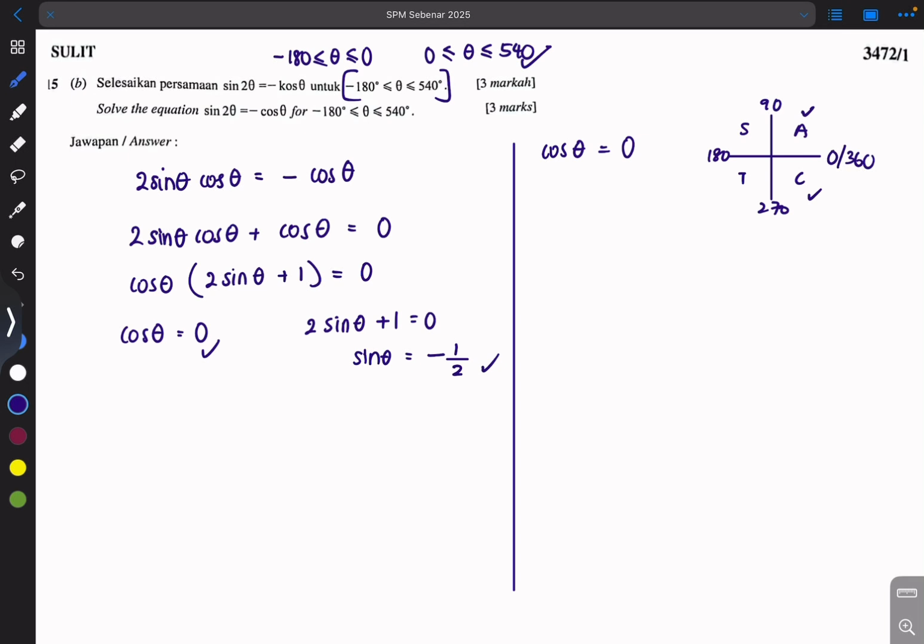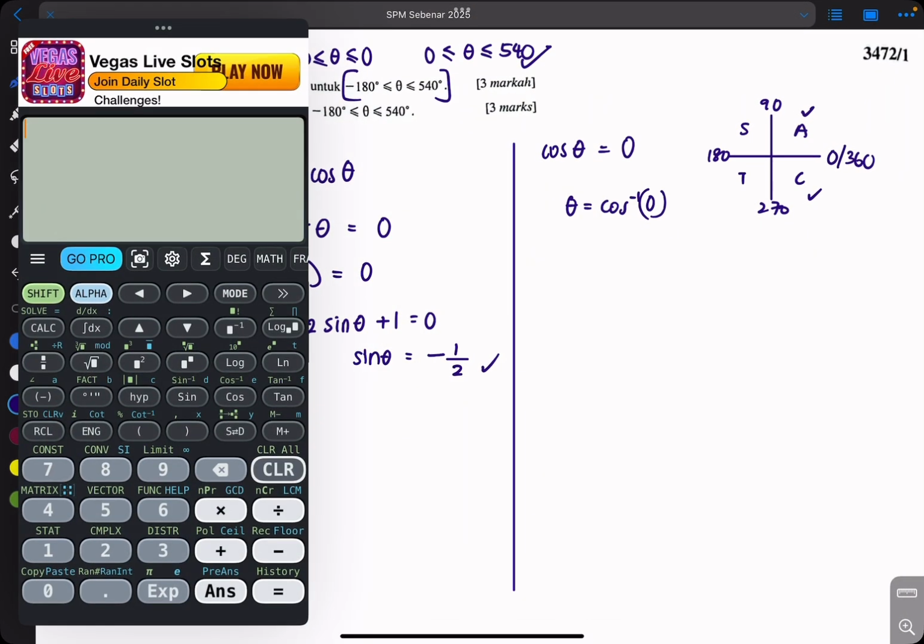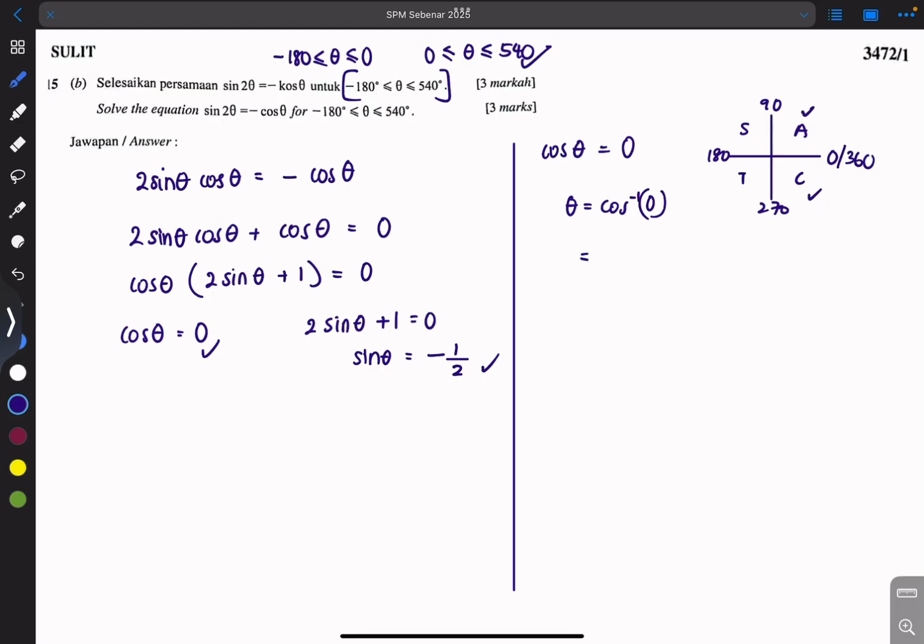So what we do is, theta is shift cos 0. Shift cos 0 is 90 degrees. So that's the first quadrant, 90 degrees. Then the last one, the formula is 360 minus theta. So 360 minus 90 is 270. And then, okay, one round done.